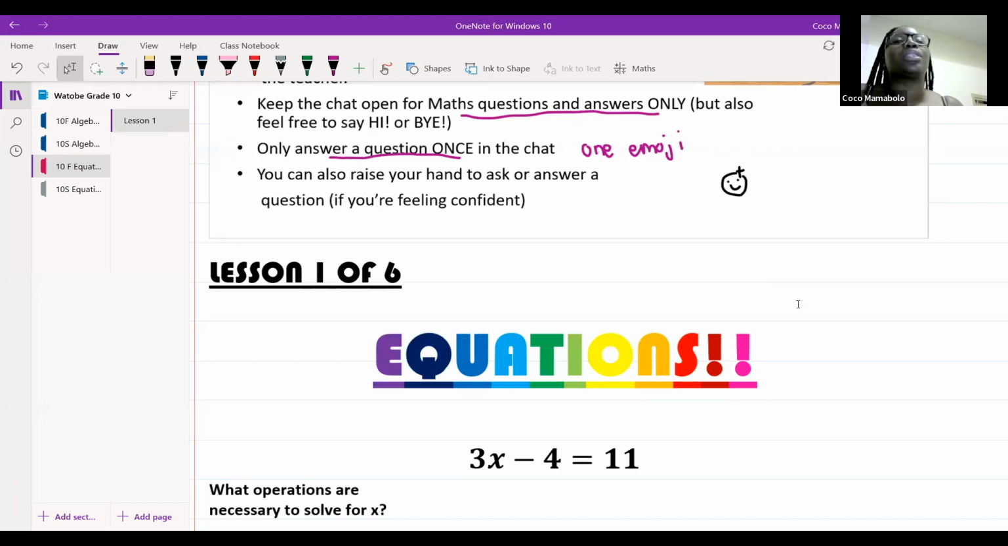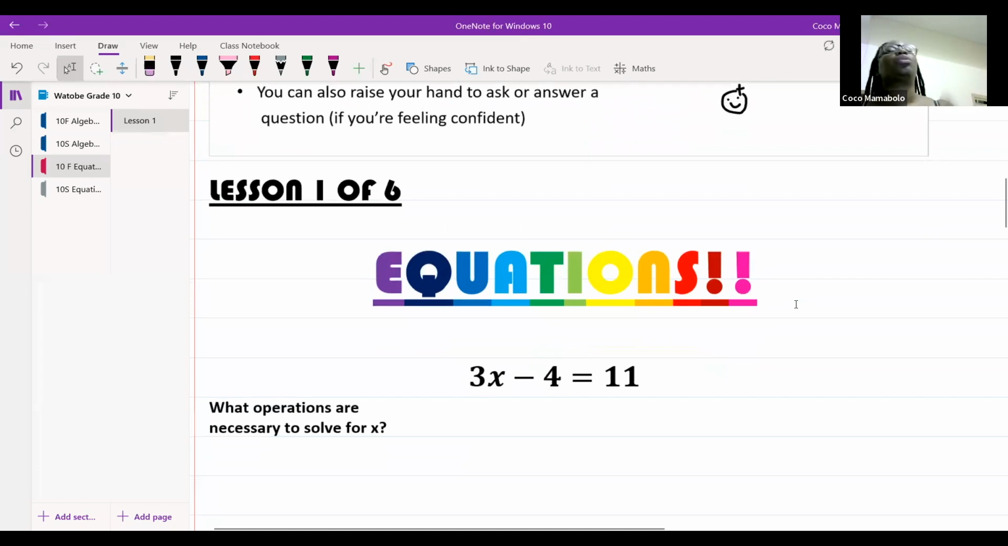And I know we've all seen equations before. Remember, guys, equations are equivalents. Let me move this down a little bit and let's have a conversation.